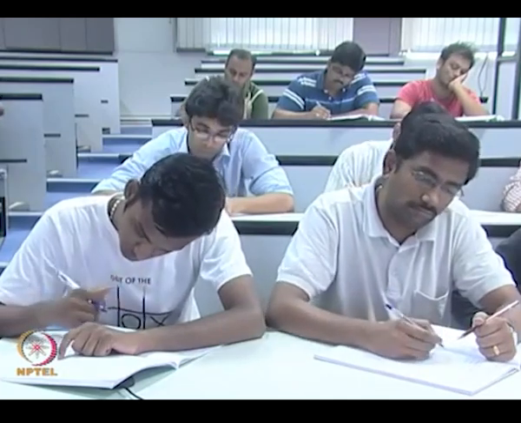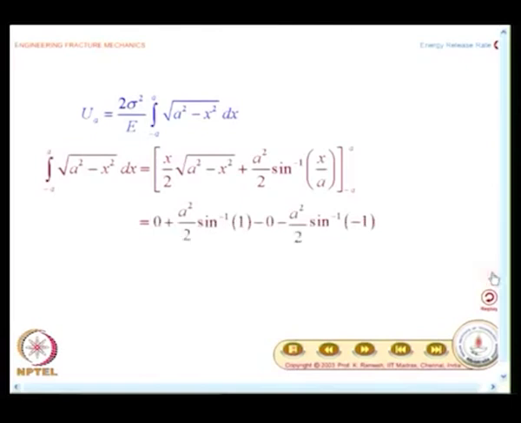I think I have given you some time, so I can show you what the expressions look like. If you look at the table of integrals, you have this expression available: the integral of root of a squared minus x squared dx can be simply written as x by 2 root of a squared minus x squared plus a squared by 2 sin inverse x by a, in the limits minus a to plus a.